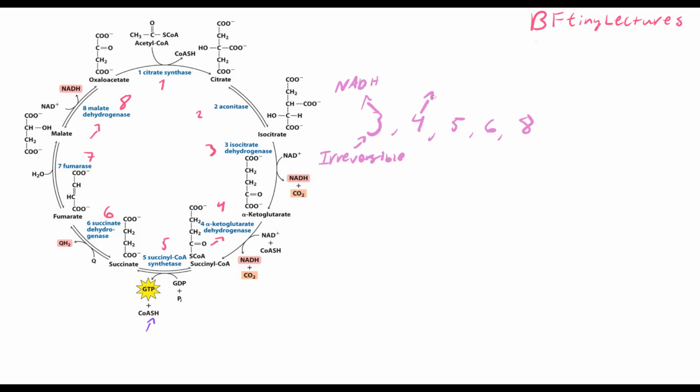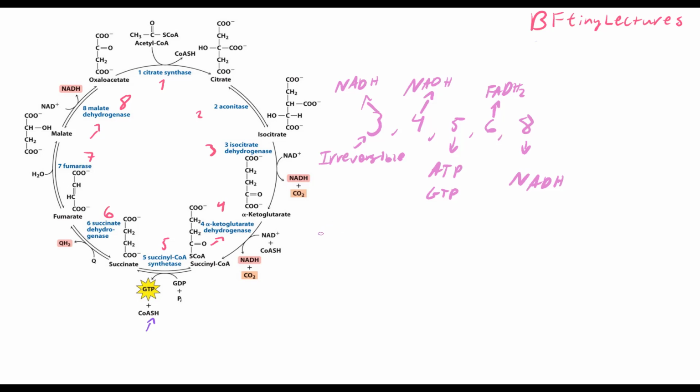Well, step 4 also produces NADH as well. This one produces ATP or GTP, depending on which cells you're working with. This guy right here produces FADH2. And this guy produces NADH. So already we've created 3 NADHs and we've created 1 FADH2, and we created 1 ATP.